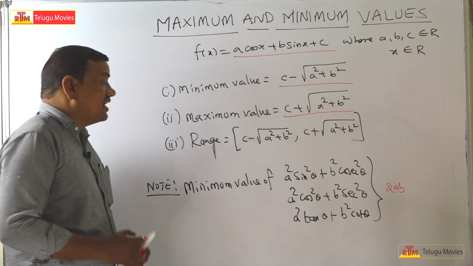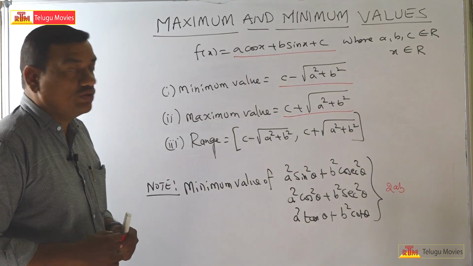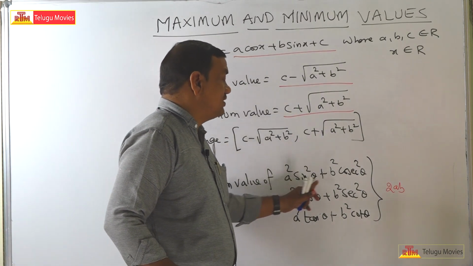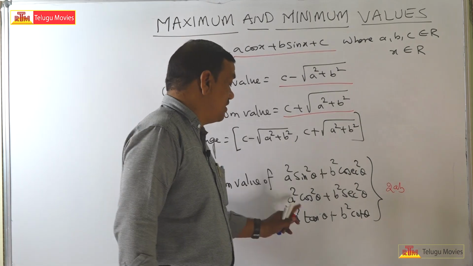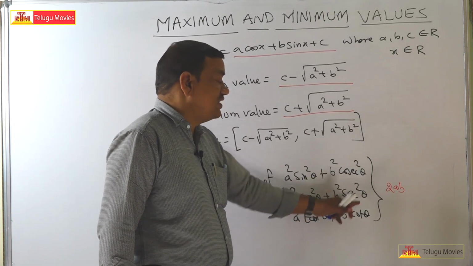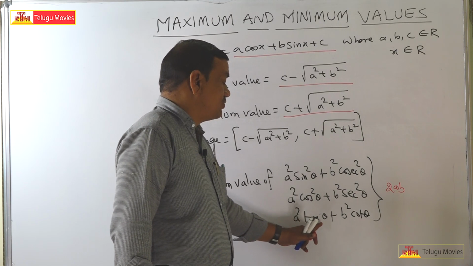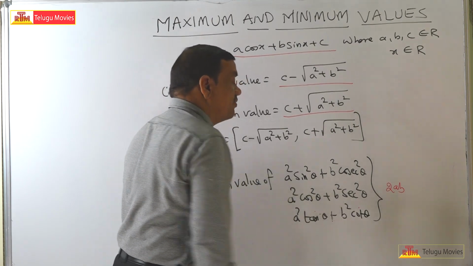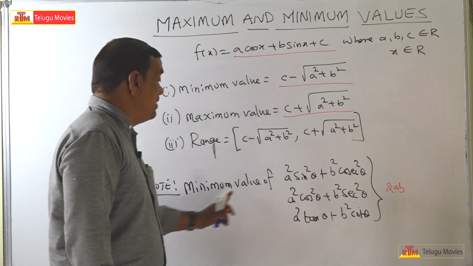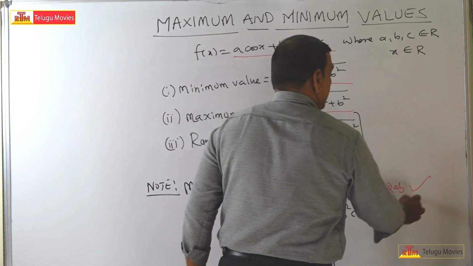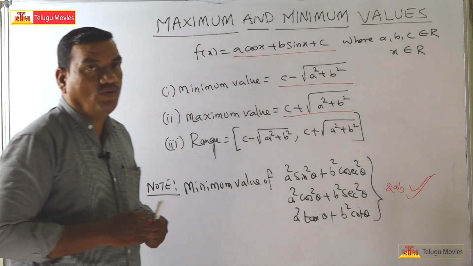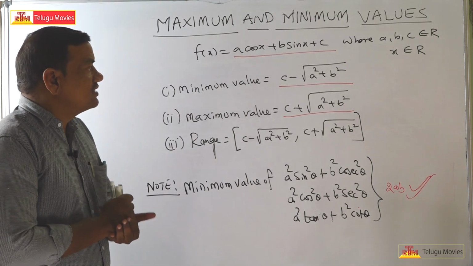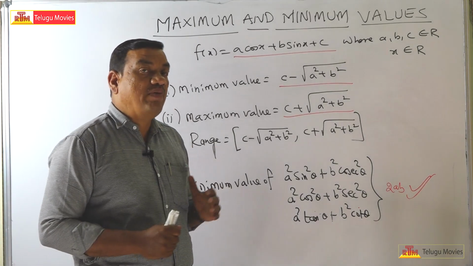Another type of special functions is also there: a square sin square theta plus b square cosecant square theta, a square cos square theta plus b square secant square theta, a square tan theta plus b square cot theta. Only here, square is not there on tan and cot, remember that. For these, the minimum value is 2ab. So these are some special types of functions for maximum and minimum value.